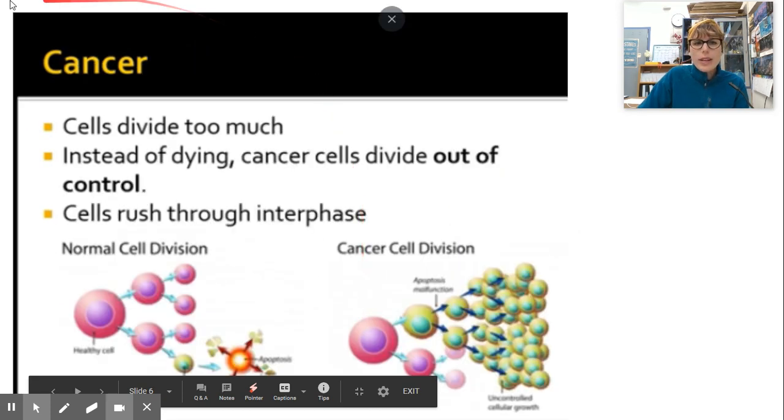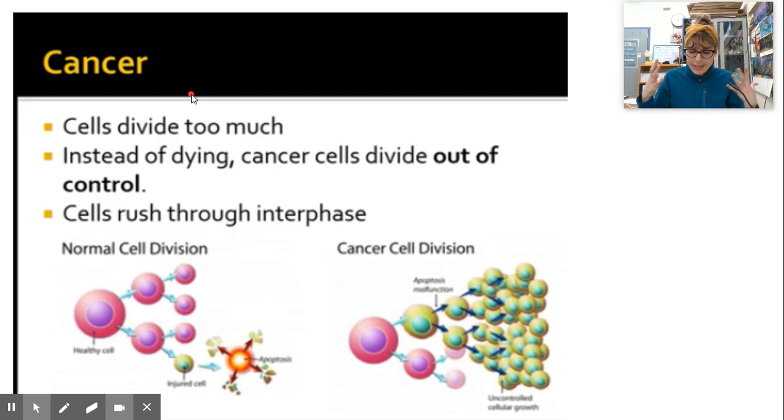Okay, so what is cancer? And let's talk about why cancer is related to the cell cycle. So cancer is basically unregulated cell growth, meaning that something is wrong with how these cells are going through the cell cycle. They're not listening to the checkpoints anymore. They are dividing out of control. So cancer cells divide too much.